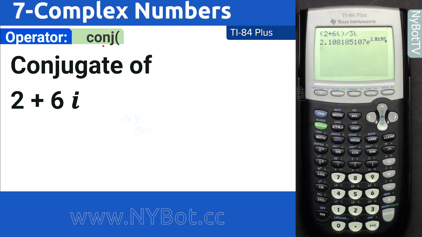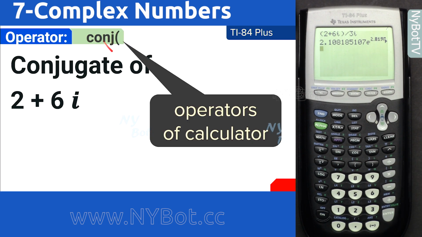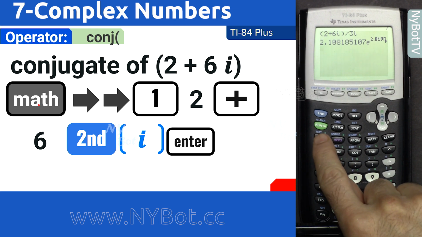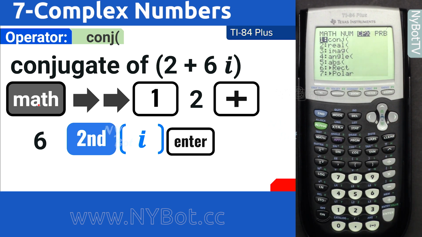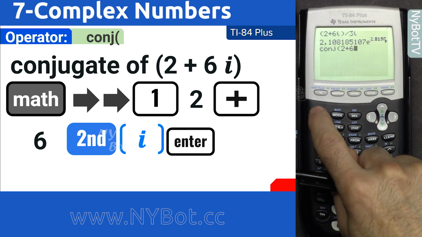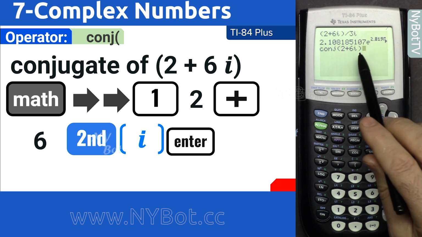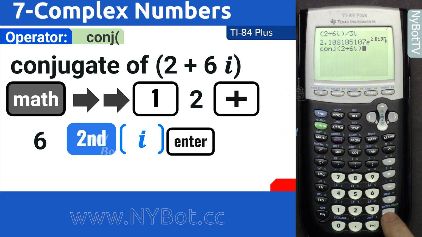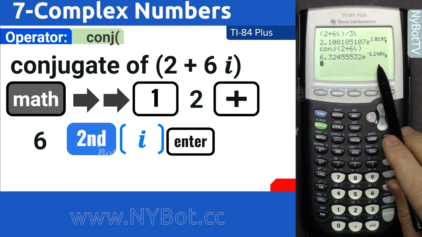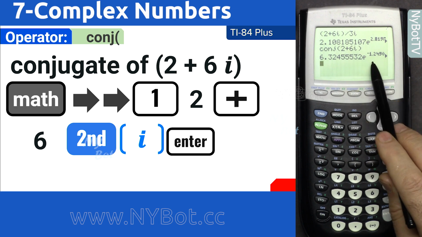Now we want to get the conjugate, so each operator is displayed at the top. Let's find the conjugate of 2 plus 6i. We know when you get a conjugate, just the sign changes. So let's press math once, twice, and then 1 is for conjugate, and then 2 plus 6 second function I. If you need to do some other calculation, close the parenthesis; otherwise you don't need to close it, just press enter. That is the conjugate with an i, because we are in polar format.